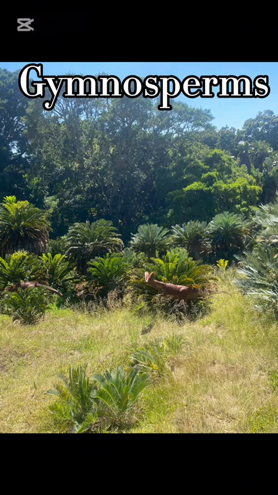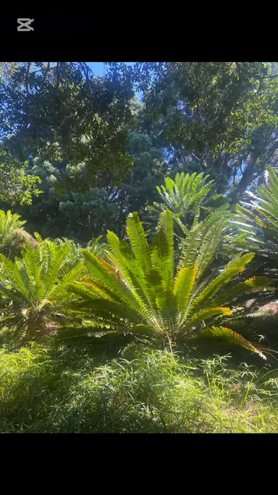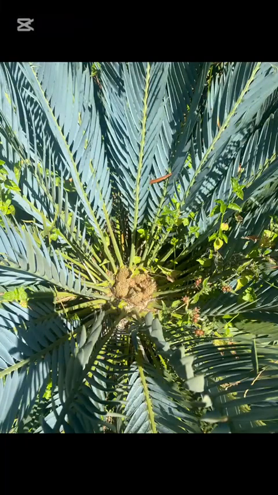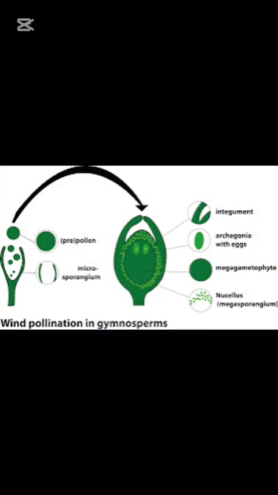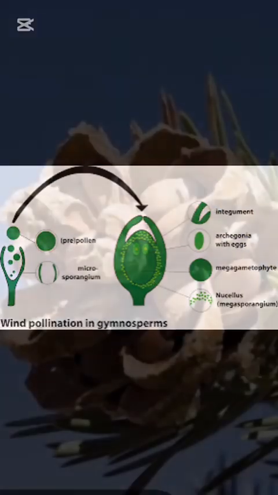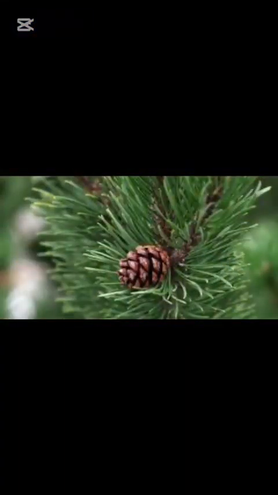Gymnosperms, such as conifers, typically live in dry, cold, or mountain regions, often in places with low-medium humidity. They do not need water for fertilization because they reproduce with seeds. Pollination occurs when pollen from male cones is carried by wind to female cones, where fertilization takes place. Gymnosperms produce seeds that are exposed on cones, and these seeds are dispersed by wind, sometimes assisted by animals. Their wood is highly specialized for conserving water in harsh environments.